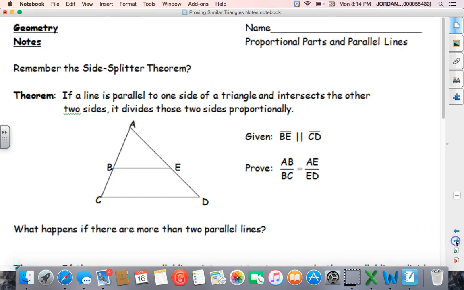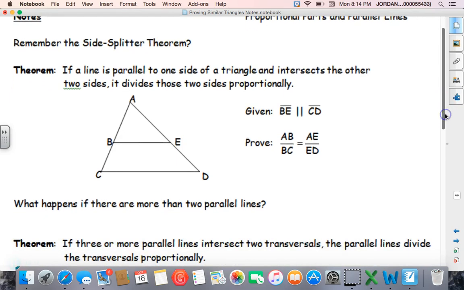We're just about done. Okay, so the side splitter theorem we just talked about. One cool thing is if a line is parallel to one side of the triangle and intersects the other two sides, it's going to divide those two sides proportionally. So what that means is we can say AB over BC is going to equal AE over ED.